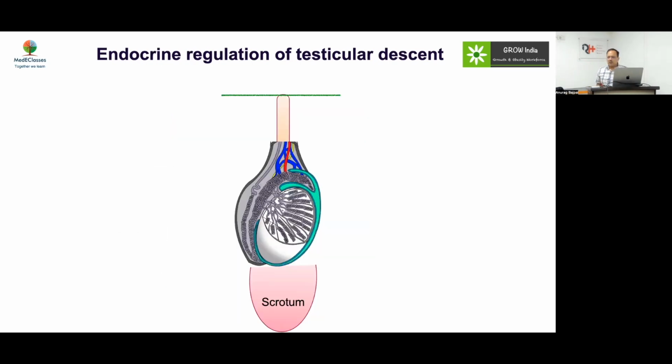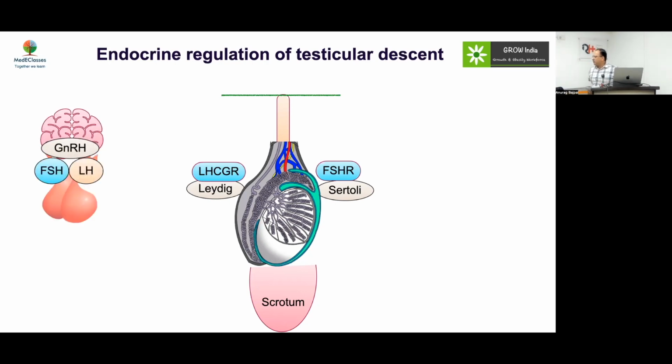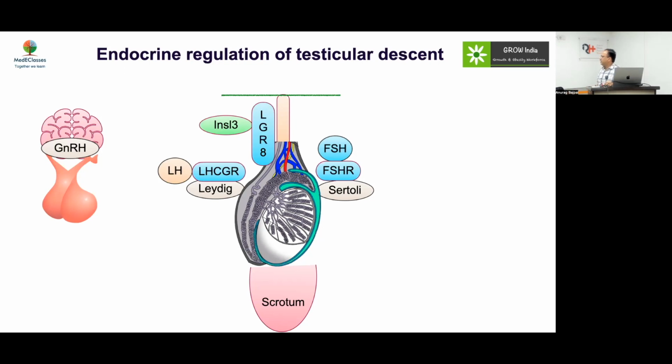So just to summarize again, we have the Leydig cells, which are regulated between 8 to 12 weeks via the HCG and after that via LH through the LHCG receptor, and the Sertoli cells, which are regulated via the FSH receptor. Now, as we discussed, you have LH acting on the LHCG receptor and FSH regulating the Sertoli cell function, and the Leydig cell will then produce insulin-like factor 3, which is the major regulator of testicular descent, acting through its G protein coupled receptor, LGR8.